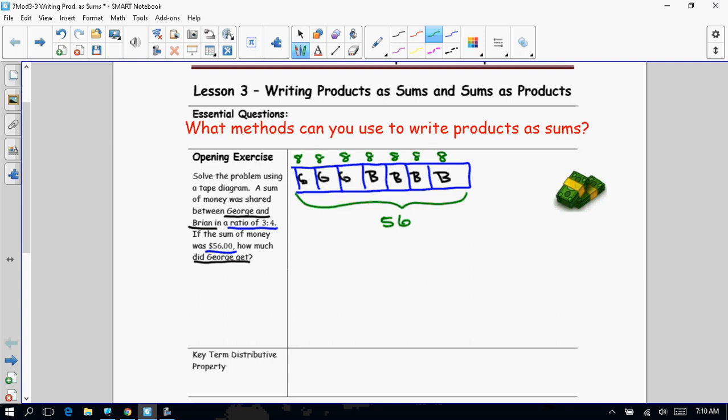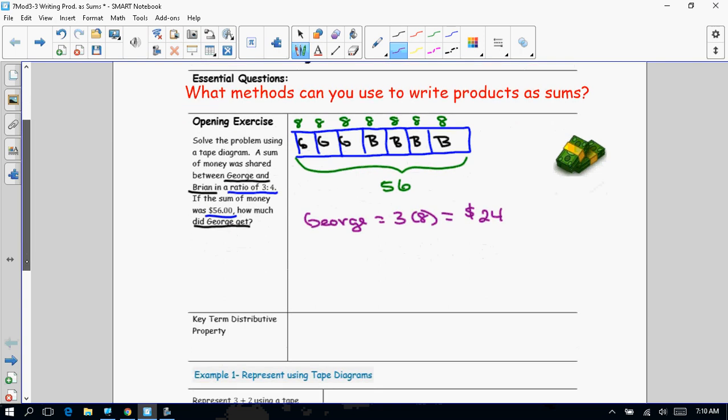And I want to know how much George got. George has 3 of them at 8, and 3 times 8 is $24. So George gets $24.